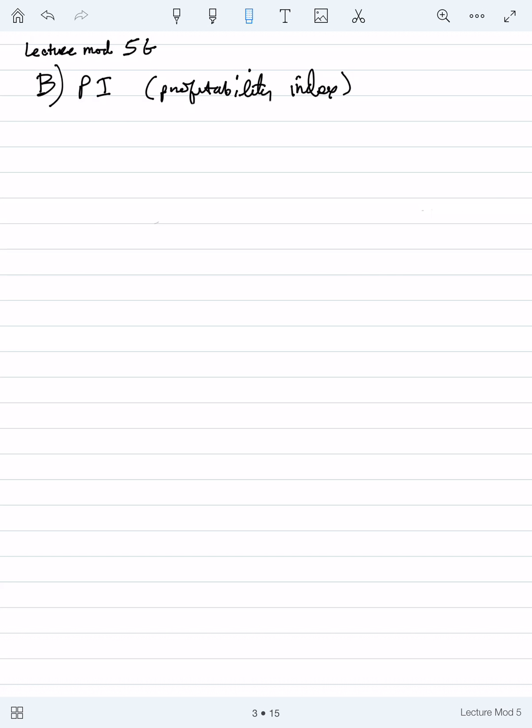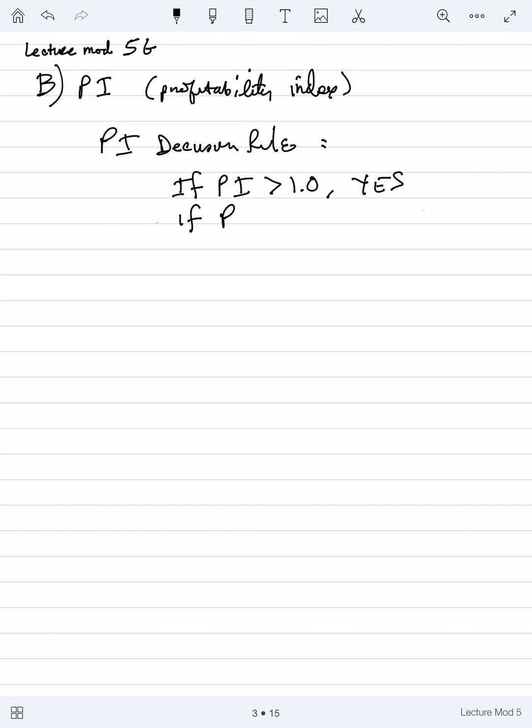Lecture module 5b. Here we're going to work on the profitability index. Very straightforward. The idea is this: we're going to have a decision rule. If the profitability index is greater than 1, we say yes to the project. If the profitability index is less than 1, then we say no.